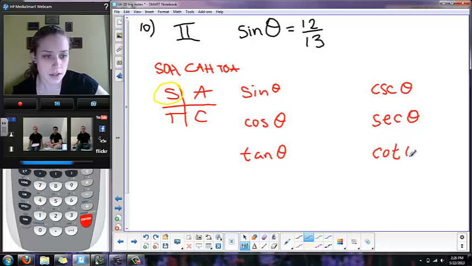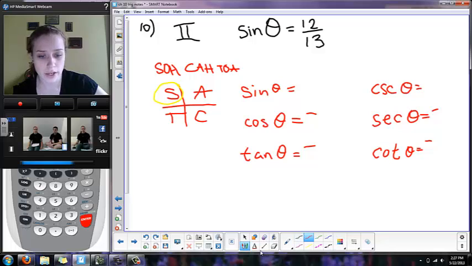Now because I'm in the 2nd quadrant, that means that sine and cosecant are both positive, but the rest of my values are going to be negative. So this is negative cosine, negative secant, negative tangent, and negative cotangent. Okay, now that I did that, I can finish the rest.